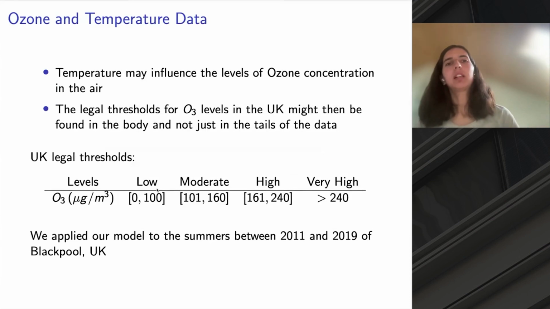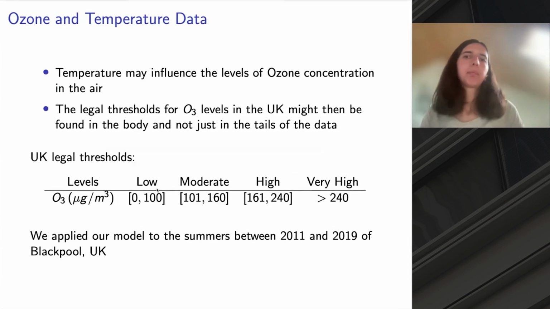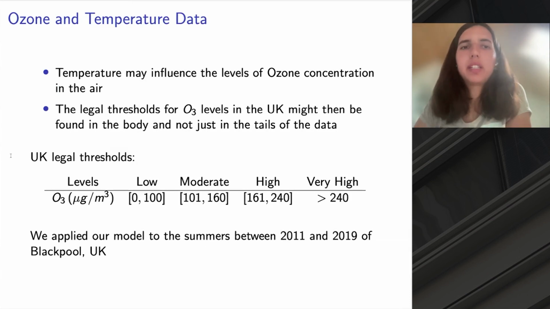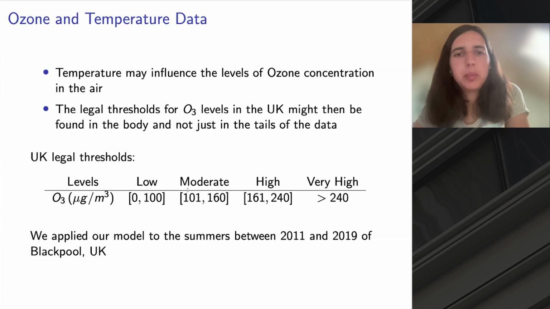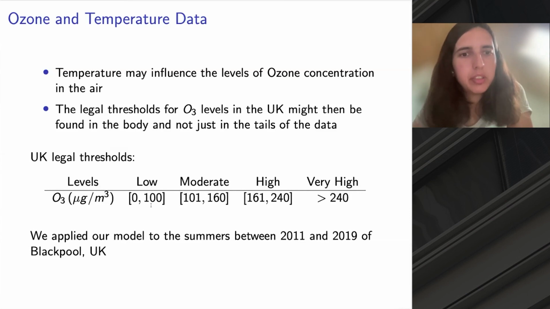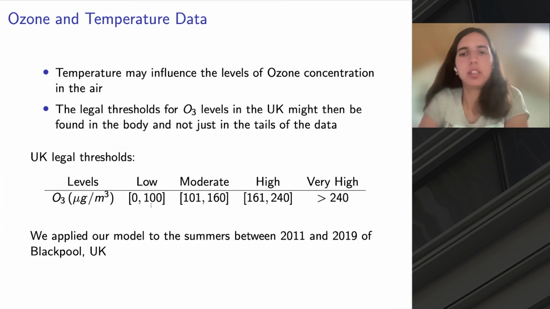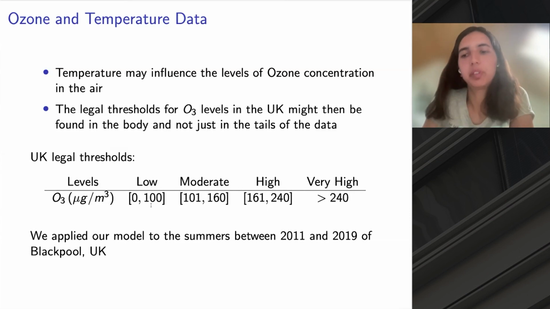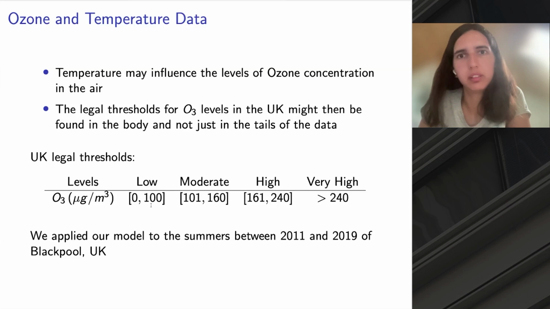We were interested in seeing the relationship between ozone and temperature data. So the temperature may influence the levels of ozone concentration in the air. So that's why we decided to compare these two. And here in the table, I have the legal thresholds for ozone levels in the UK. We have the low to be until 100, the moderate to be above 100, high, and there is a very high. So sometimes the legal thresholds may be found in the body, not just in the tails. And we applied the model to the summers between 2011 and 2019 of Blackpool in the UK. This is in the north of England.